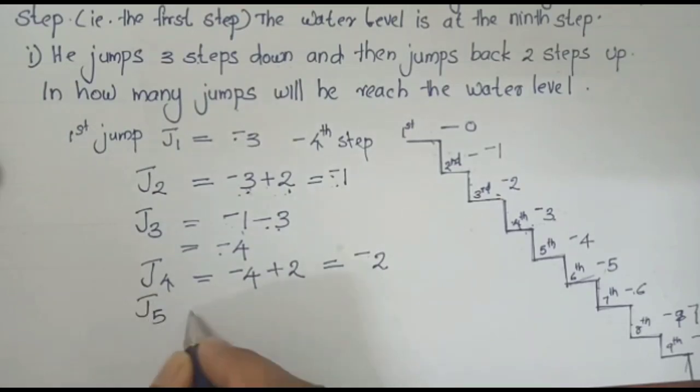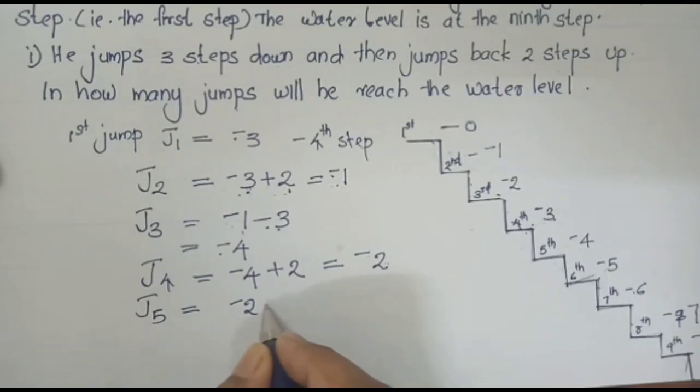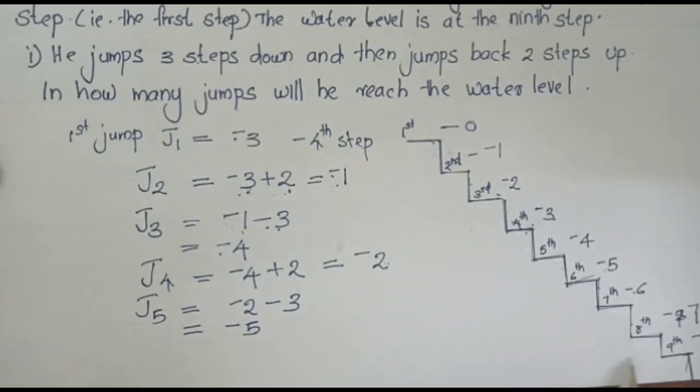J5, his fifth jump is from -2, -2 -3. Both are negative numbers, so the sign will be negative, and we take the sum. 2 plus 3 is 5. J5, he reaches -5. He has to reach -8, that is the 9th step.